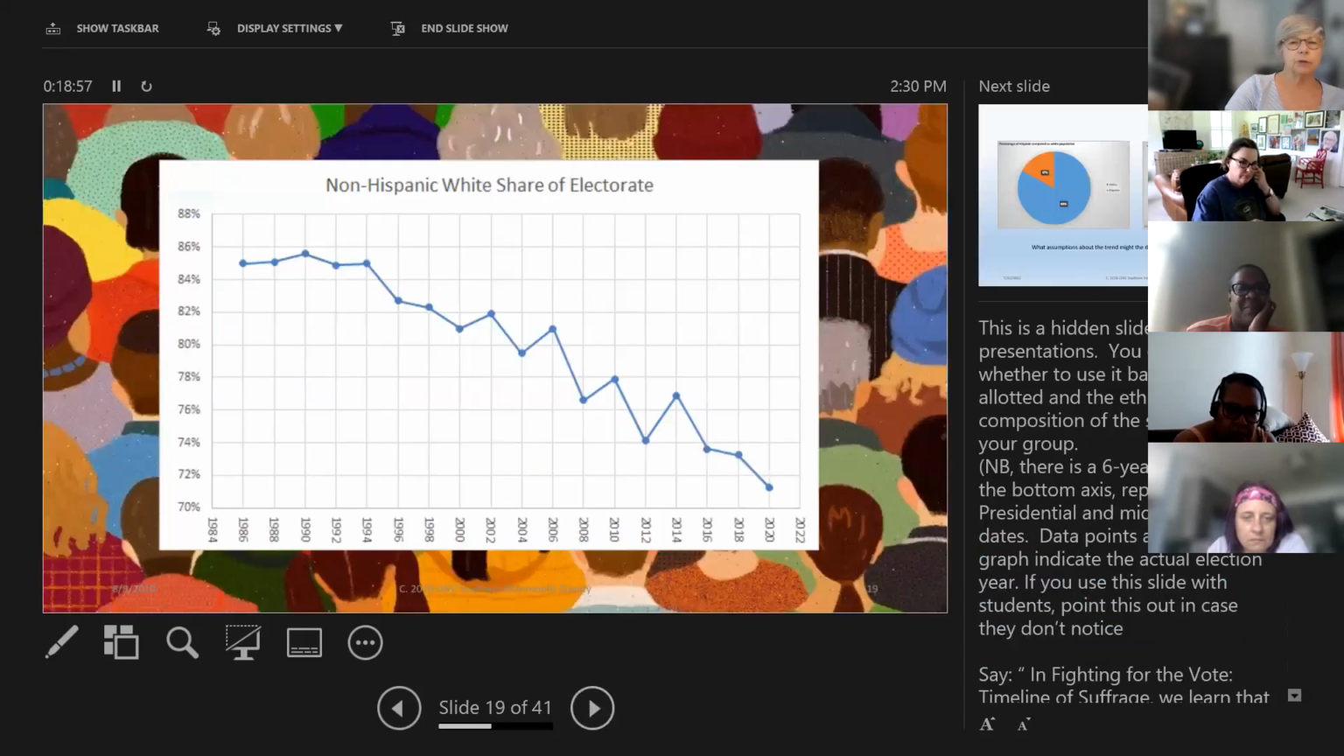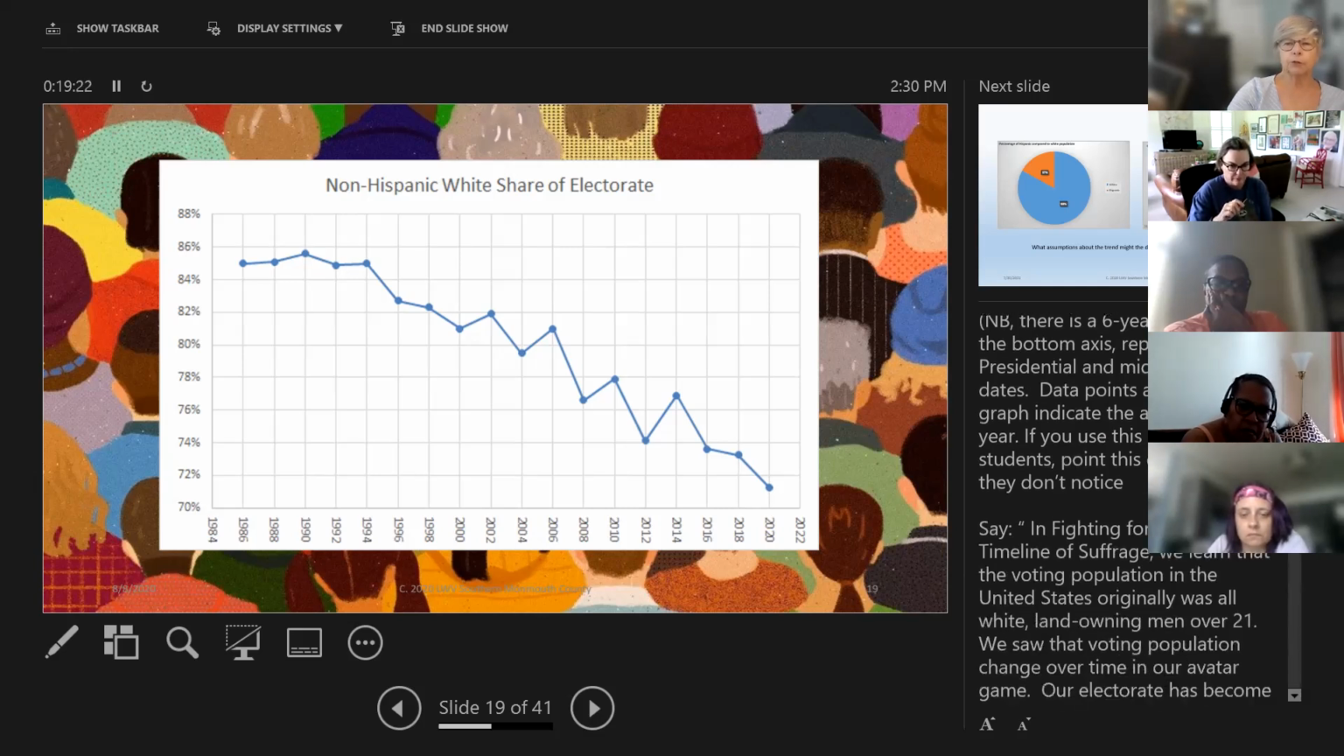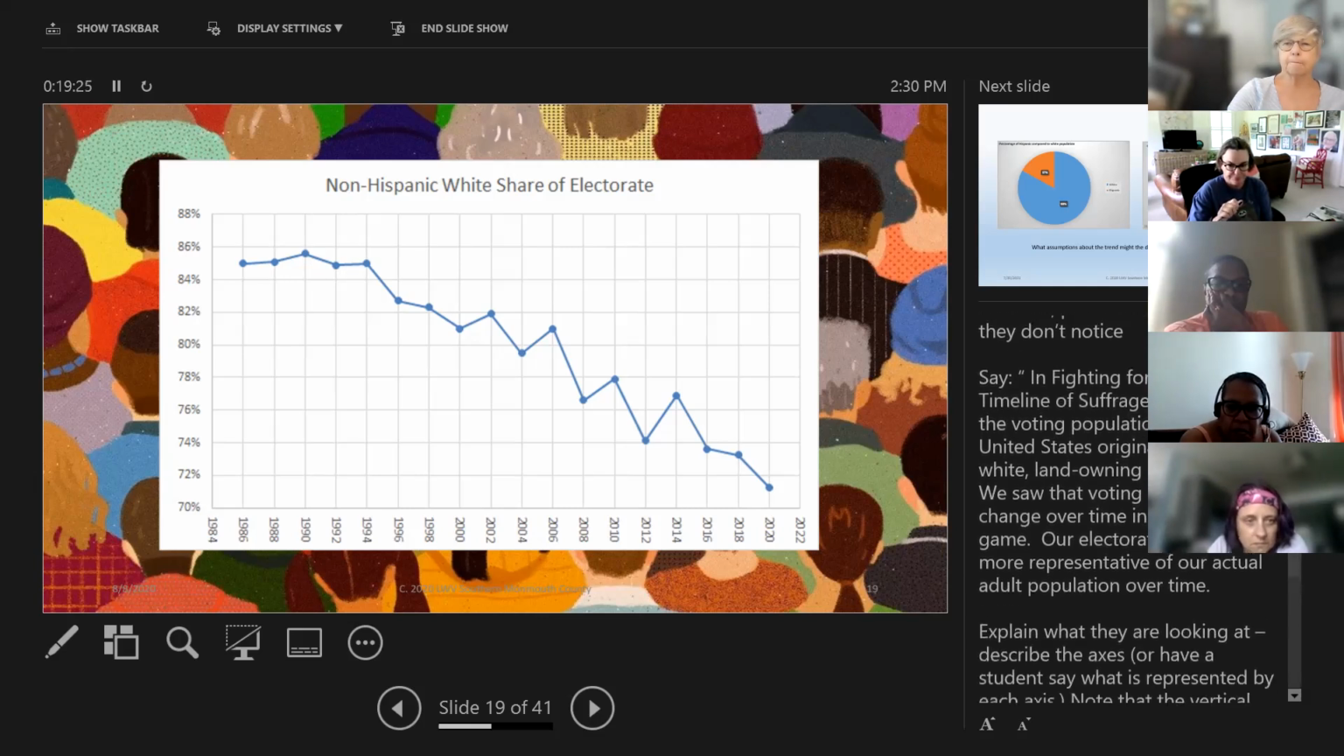This is a slide that you can hide as a presenter or not hide. You can decide whether to use it, and sometimes I make that decision based on the population of the school in which I'm presenting. Notice again, there's a 6-year spread along the bottom of the axis, so it represents presidential and non-presidential elections, but the points on the data line represent actual elections. So if I use this with kids, I point that out again.